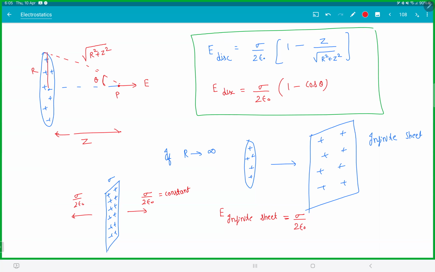Is that clear, everyone? So from the disk, you can get the result of an infinite sheet. The field is away from the sheet for positive charge, and for negative charge it will be towards the sheet. Is this clear, everyone?